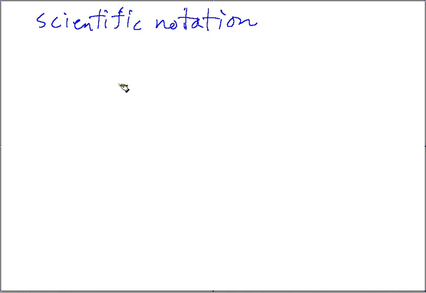So, okay. Scientific notation here. What is a number in scientific notation, and when is scientific notation used? Well, we use scientific notation when we have to express very small numbers or very large numbers. Let me give you an example of that. Let me give you a couple of numbers here.